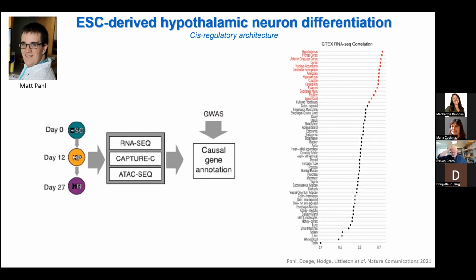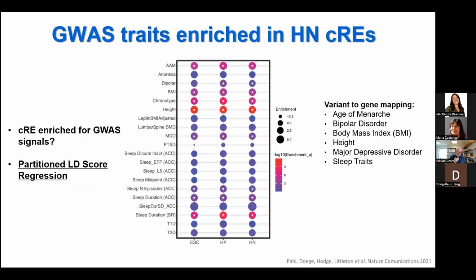The interesting thing is, when we looked at our RNA-seq data from the cell model setting, the greatest correlation was actually with hypothalamus tissue in GTEx. So this was what our data looked like. In this case, we decided to do LD score regression, which is really taking a bunch of GWASs for different traits and asking, are those signals enriched in our features, i.e. open chromatin and being contacted, a CRE, as we call them. It's a contacted open region. And where you see stars in these circles was where there was a significant enrichment.